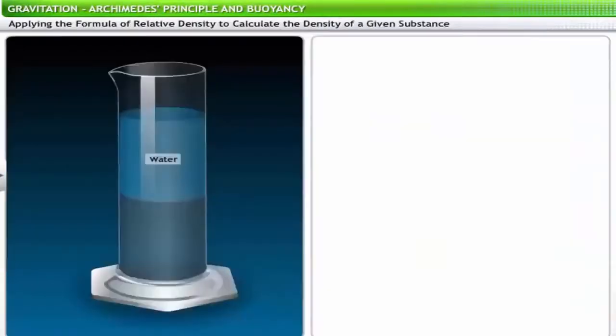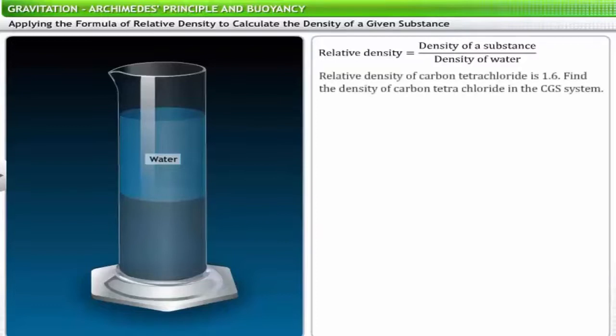The formula for relative density of a given substance is: relative density is equal to density of a substance divided by density of water. Given the relative density of a substance, you can use this formula to determine the density of that substance. For example, the relative density of carbon tetrachloride is 1.6. To calculate its density, let's substitute the given values in the formula.